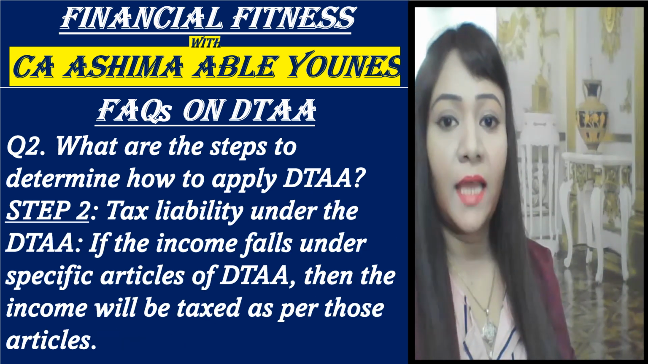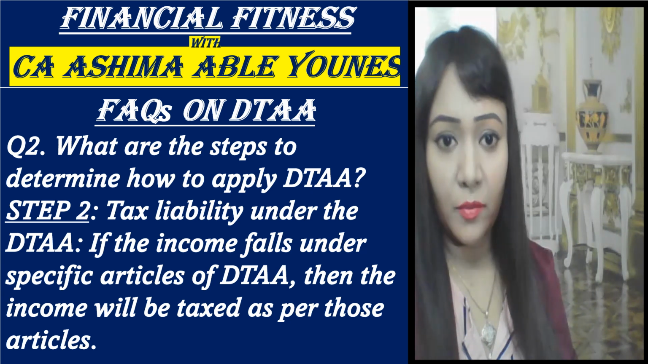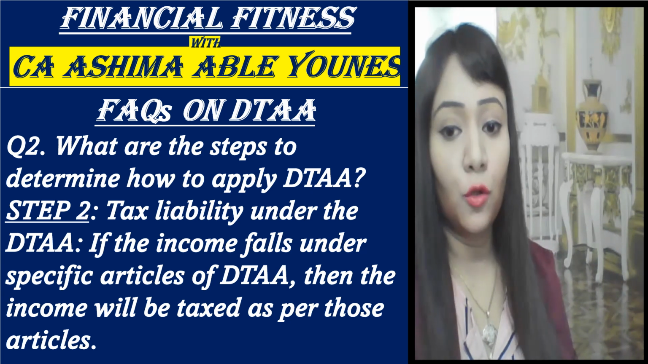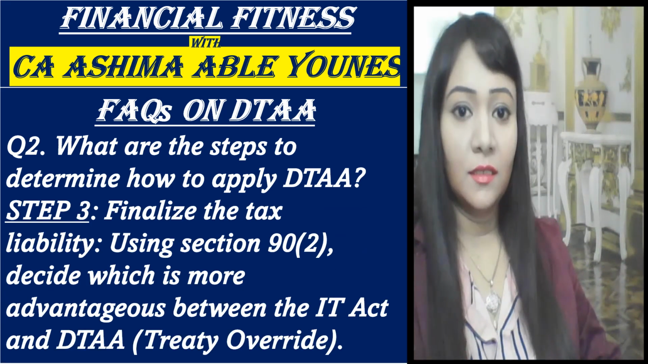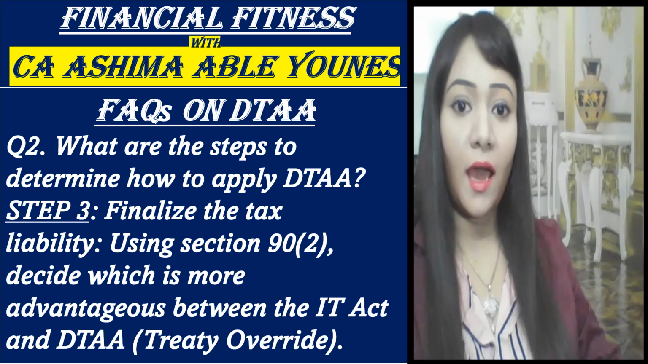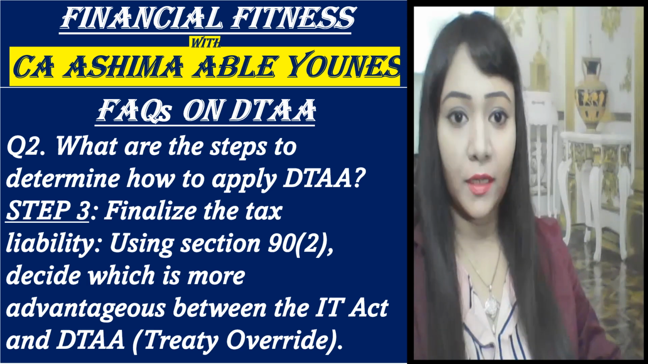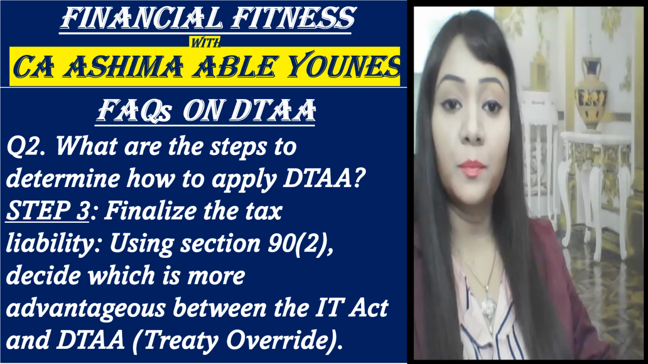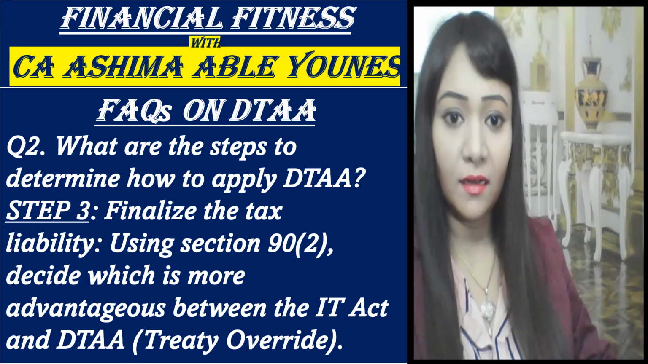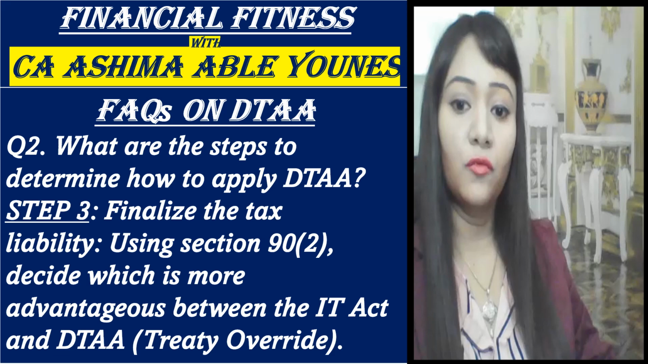Second step is to calculate the tax liability under the double taxation avoidance agreement. If the income falls under specific articles of double taxation avoidance agreement, then the income will be taxed as per those articles. Third step is to finalize the tax liability. Using section 90 subsection 2, decide which is more advantageous between the IT Act and double taxation avoidance agreement, where treaty will override. You may also note that if the non-resident or foreign company has a PE, which is permanent establishment in India, then general articles for taxation would apply.